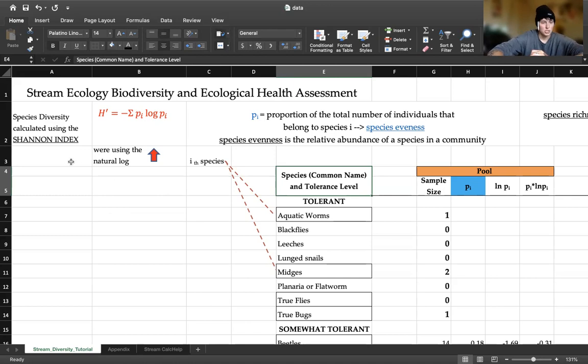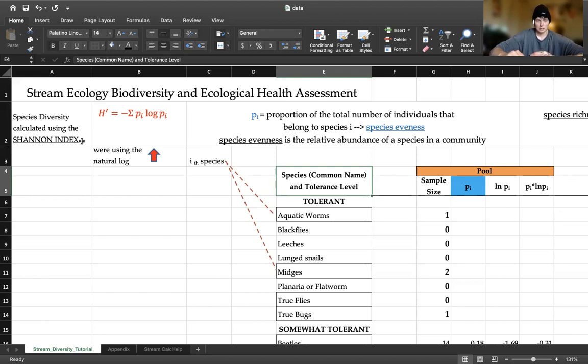If you want more information on the biodiversity assessment using the Shannon index, you can look at the Brower and Zar handout on species diversity. Section 2.3 talks about the Shannon diversity index. There are a couple others mentioned in that handout, but we're just going to be using that Shannon index.